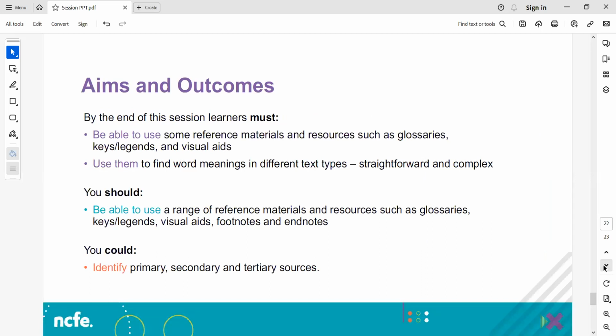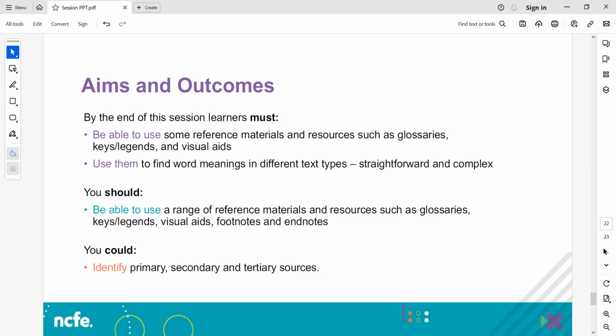Okay, so we've looked at reference materials and how to use them to find meanings in different text types. You know how to use reference materials such as a glossary or a key to help your understanding. And also there at the end, you've been able to identify primary, secondary and tertiary sources. So well done. Does anyone have any questions about today's session?